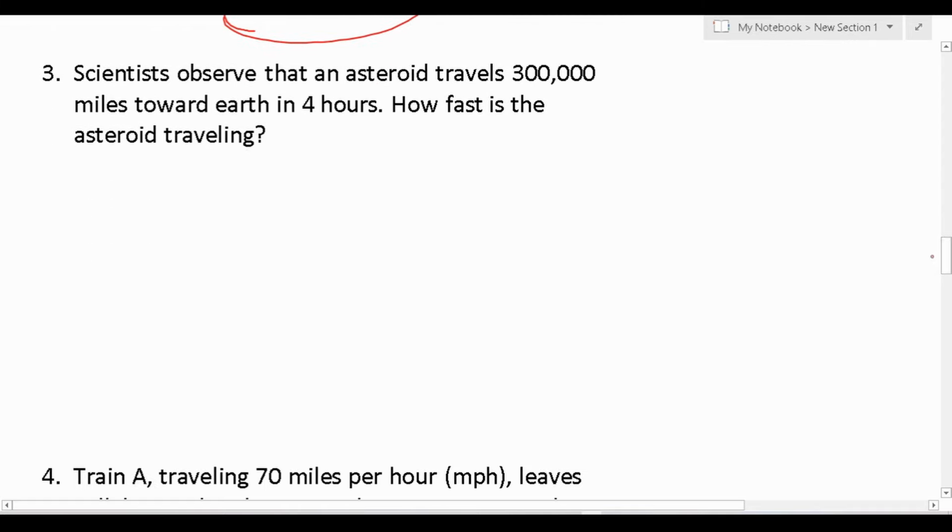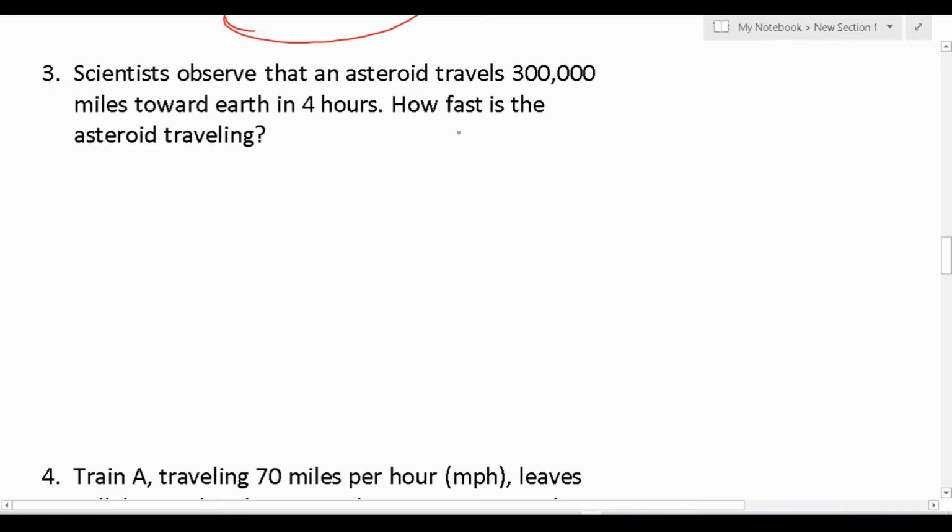All right, for number 3, you can see it says, scientists observed that an asteroid travels 300,000 miles toward Earth in 4 hours. How fast is the asteroid traveling? So in this case, let's identify what we're given in this question. And in addition, we'll take a look at what we're being asked to solve for.